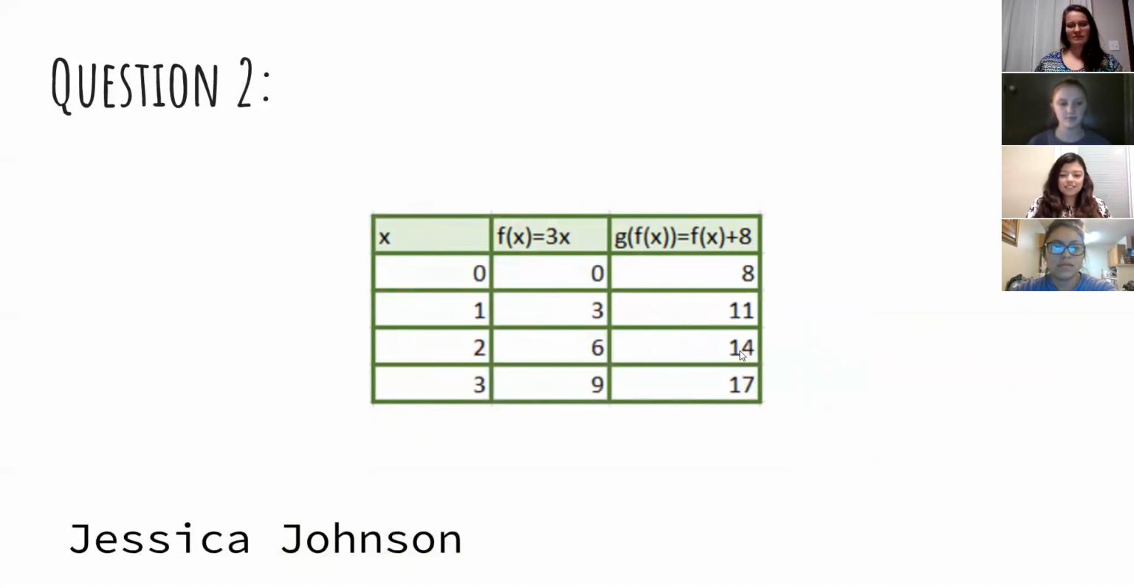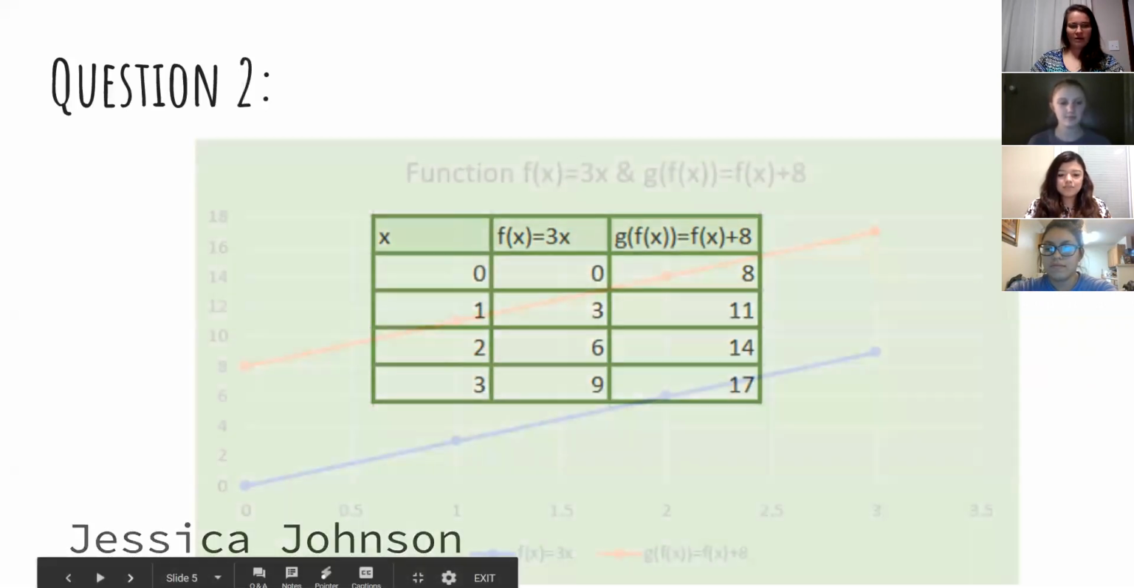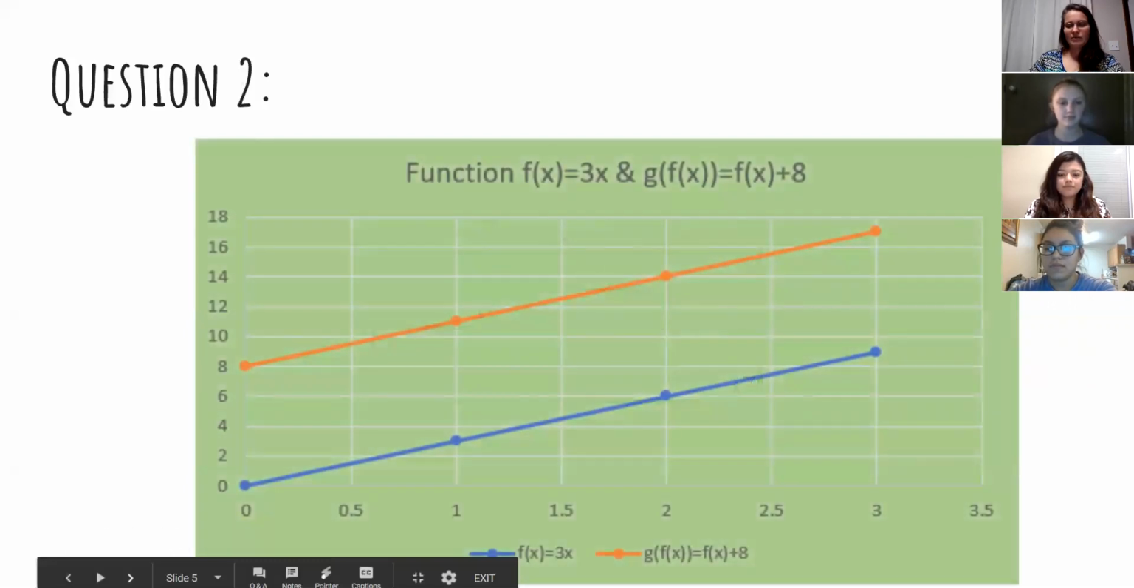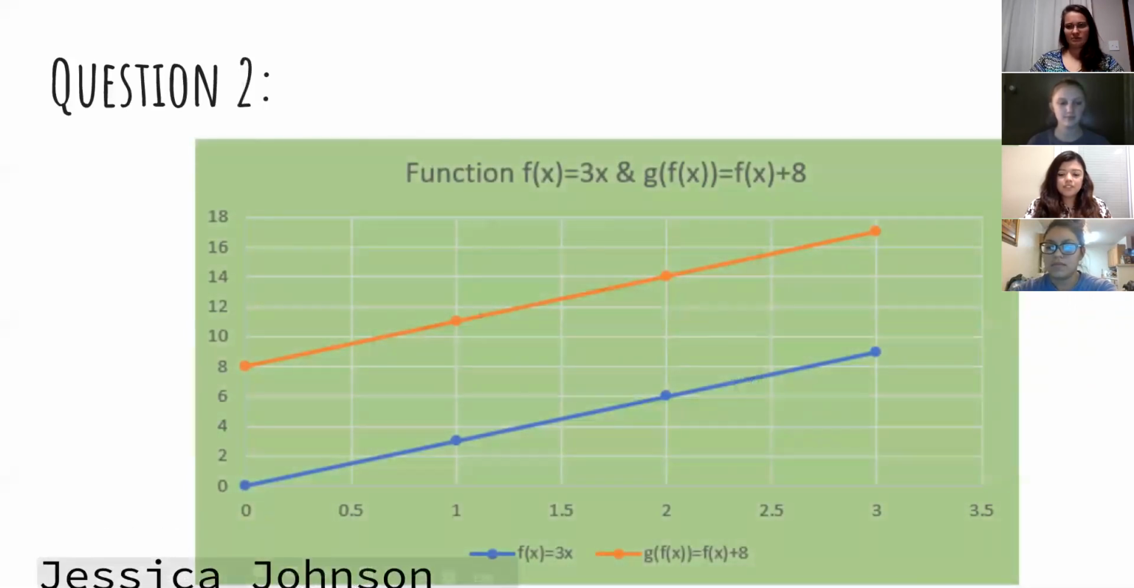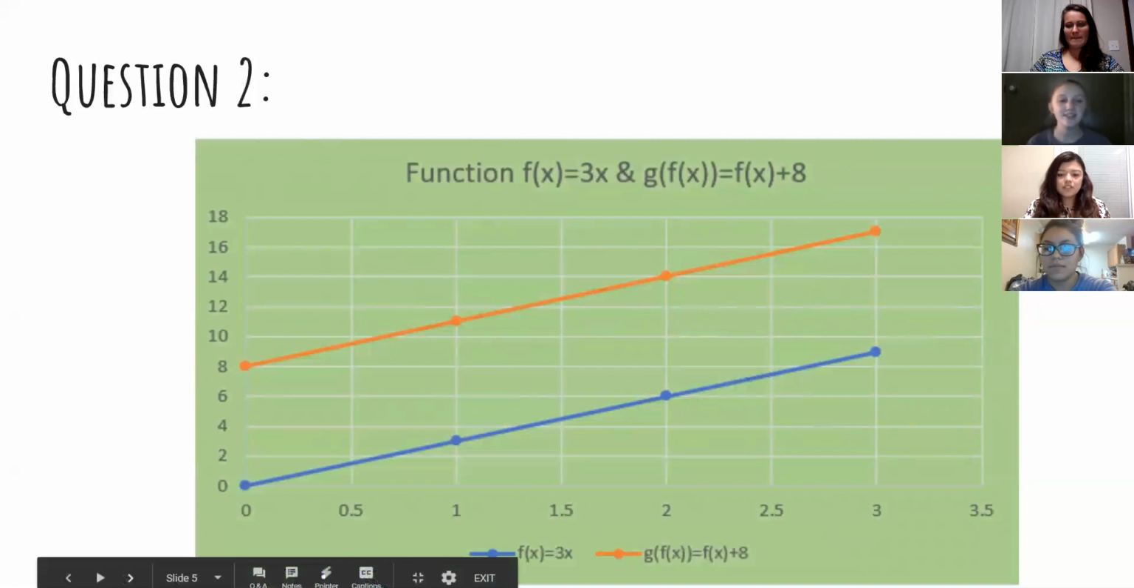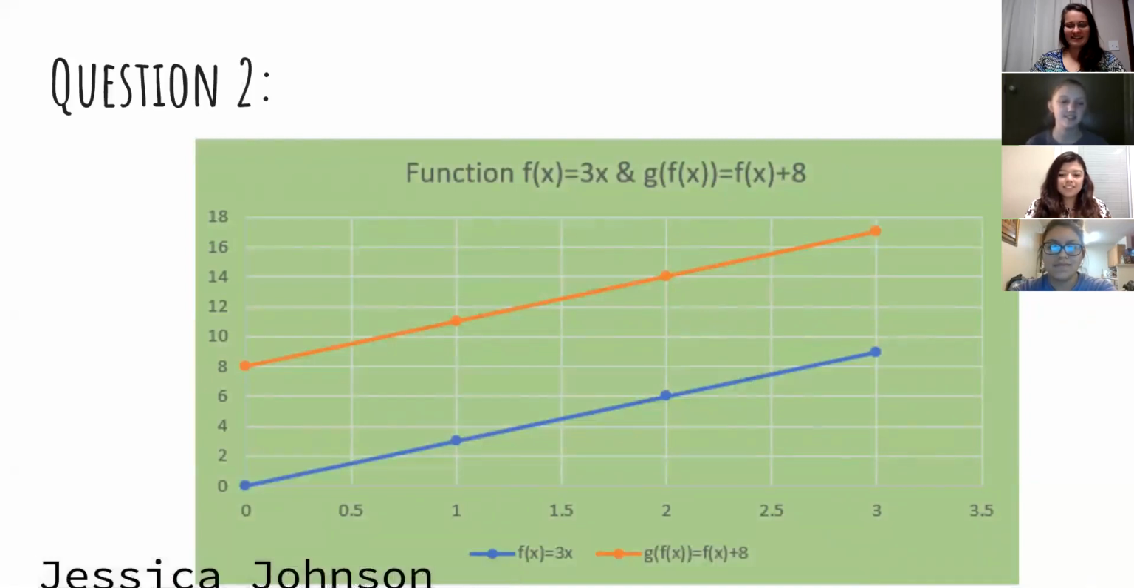I know that all the f's and the g's and the x's and all the parentheses look scary, but once you get to understand functions, they're not all that bad. This is what our graph would look like if we graphed our functions. Jessica, can you tell me a little more about this graph following the rules of the function? Yes, I can. Functions have to follow the rules that are given to them.